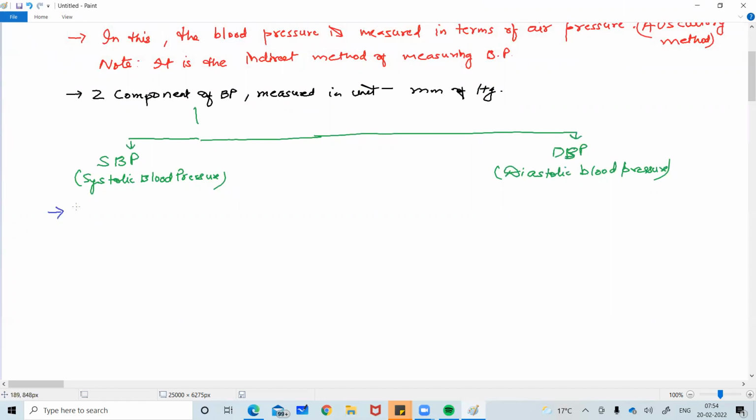So systolic blood pressure is the pressure exerted by the blood on the wall of blood vessels at the end of the ventricular systole. Okay, you can say in one line, that pressure exerted by blood on the wall of vessels at the end of ventricular systole.